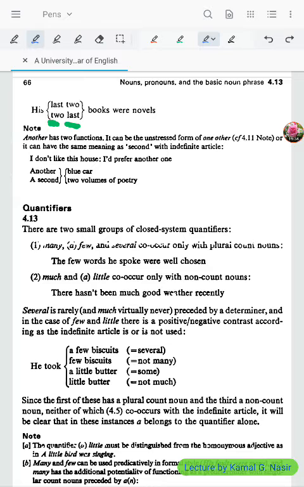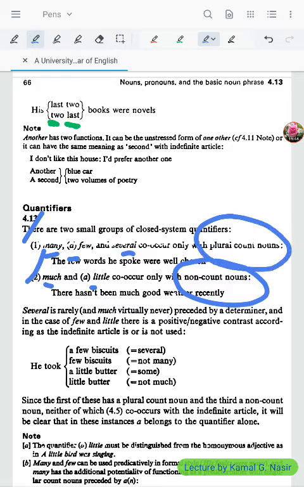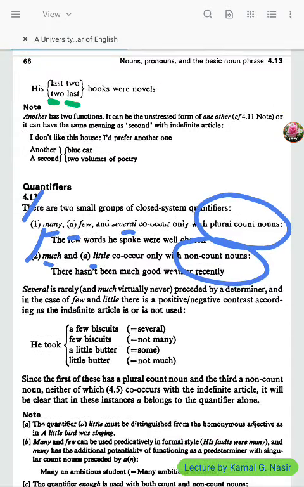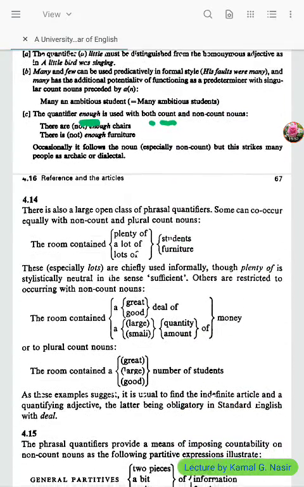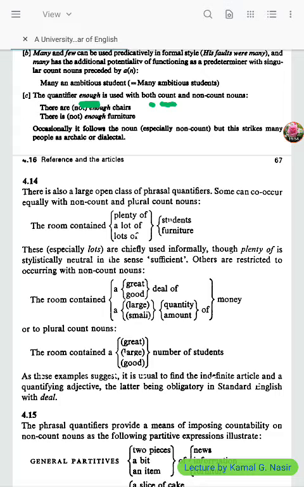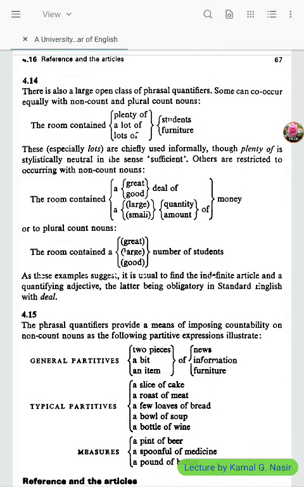Now we come to other types of quantifiers. These are two types of quantifiers: many, few, several, and much and little. Those come with non-count nouns, and those come with plural count nouns. Right? We come to other quantifiers, which are what? With some other quantifiers, they are called phrasal quantifiers.